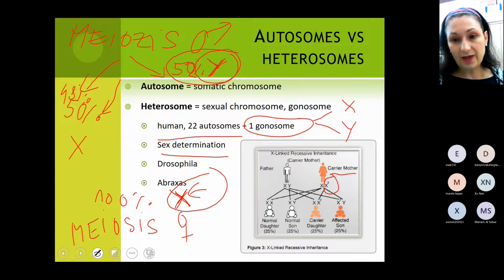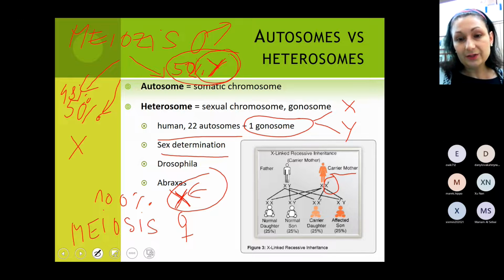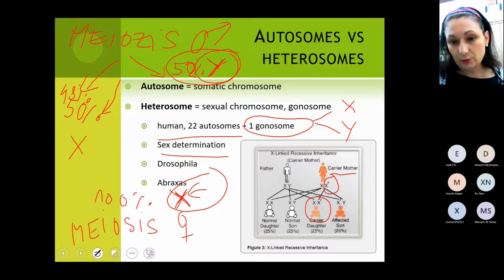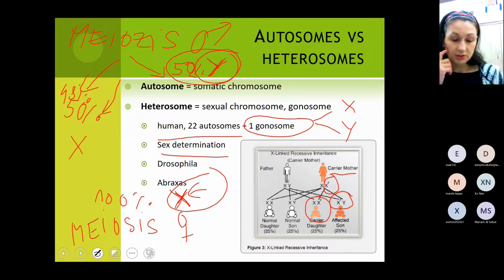If the unhealthy eggs just meet a healthy X chromosome from the father, there is no problem. The daughter is fine. She is also again the carrier. But what is a problem if this unhealthy gene meets the Y chromosome? So if it is a boy, the boy is affected. This is just the example.